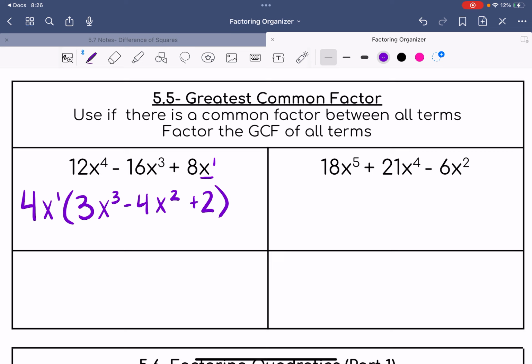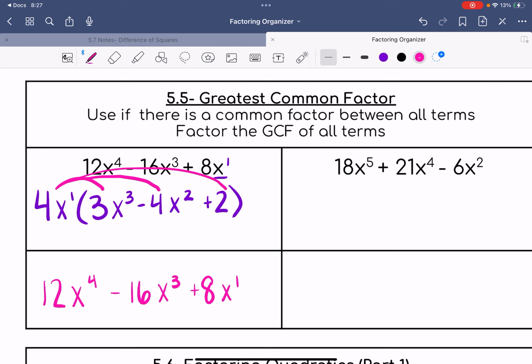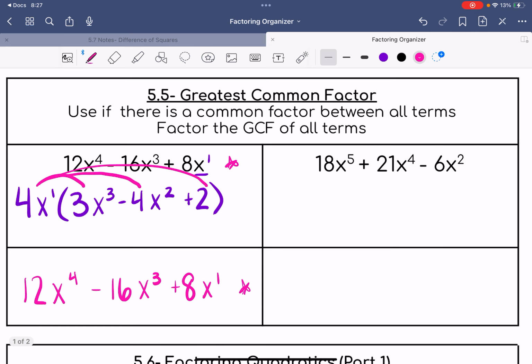And then the second thing we're going to do on each of these examples is we're going to multiply these out. So to check this, we would multiply this out. We would do 4 times 3 to get 12. Add our exponents. x to the first times x to the third, we would add 1 plus 3 to get 4. Then 4 times negative 4 is negative 16. Add our exponents. 1 plus 2 is 3. And 4 times 2 is 8. And then we can distribute our x to the first out. And if you look, what we have right here is the exact same thing we have right here. So go ahead and pause this video now and work on the next example. Work on factoring it and then multiplying it back out to check your answer.